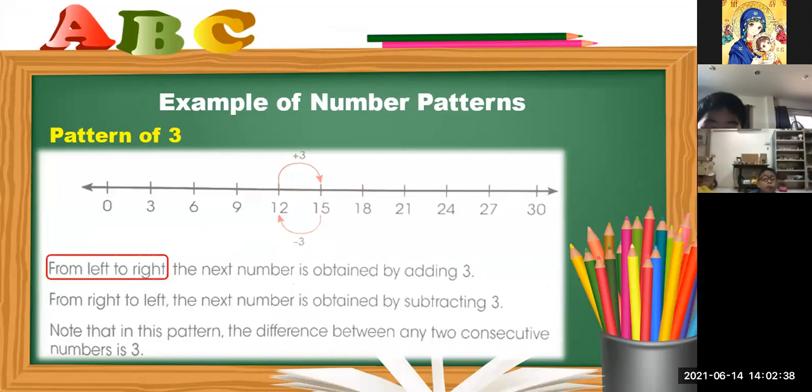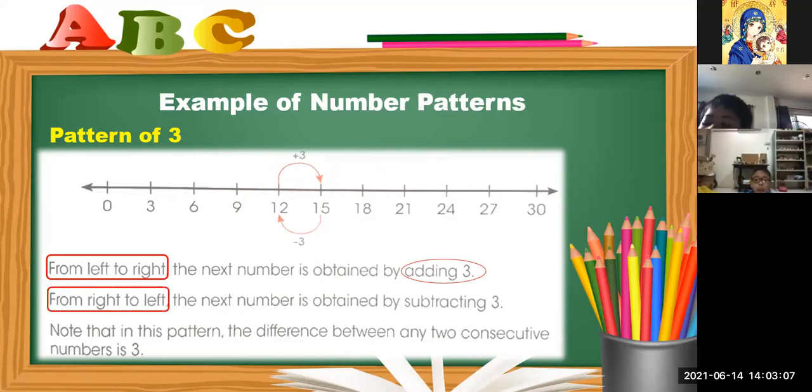So from left to right, the next number is obtained by adding 3. Okay, from left to right, as you can see here, the plus sign. Left to right, it's growing, growing from 0 going up. So here 12 to number 15. So from left to right, the next number is obtained by adding 3.